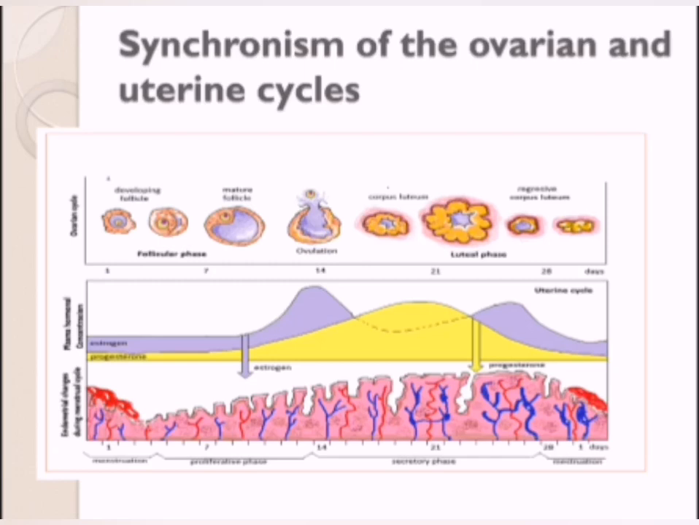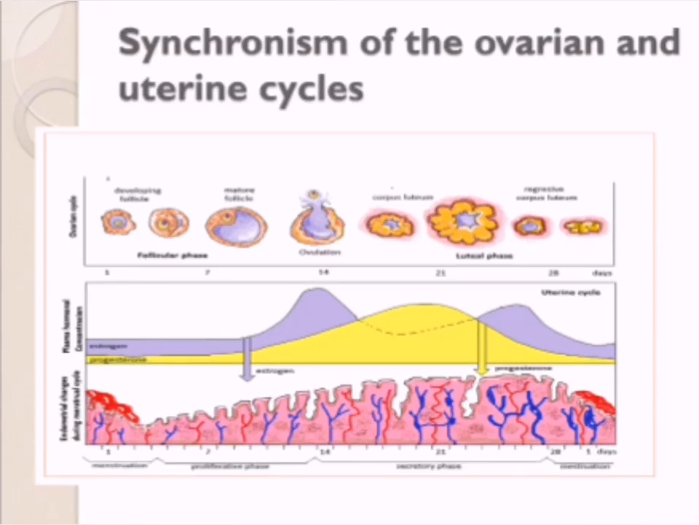Now, the last document represents the synchronism of the ovarian and the uterine cycle. So in this slide, we're going to explain the synchronism of the ovarian and the uterine cycles. You'll see that in the ovarian and the uterine cycles, certain changes occur in a parallel manner, and this is called synchronism. Let's start first with the follicular phase or the pre-ovulatory phase.